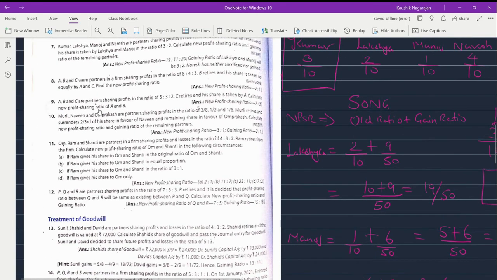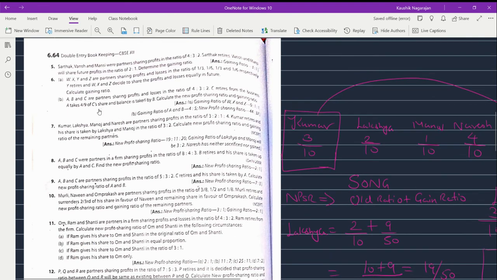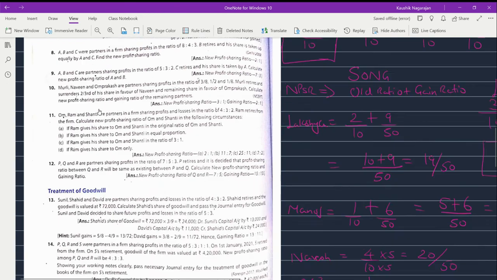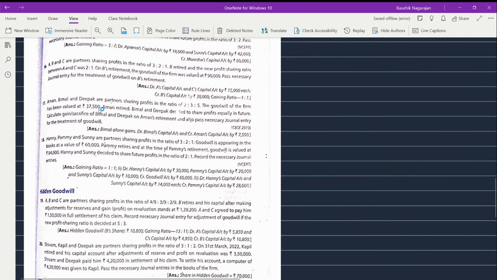What is our book answer? Our book answer is given as, for partner, 19 is to 11 is to 20. Right? Gaining ratio of Lakshya and Manoj is 3 is to 2. The same what we got. Right? So clear with the problem number 7. Any doubt? So this is sum number 7. Right? Fine. So next, let's move on to problem number 8.